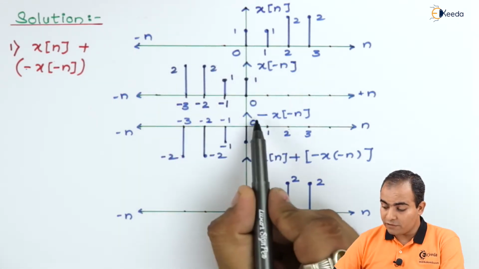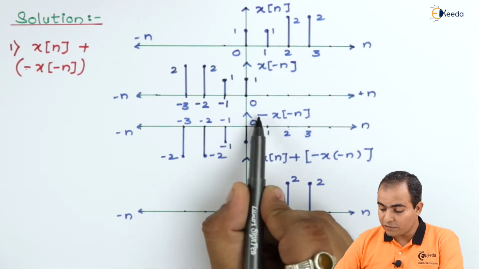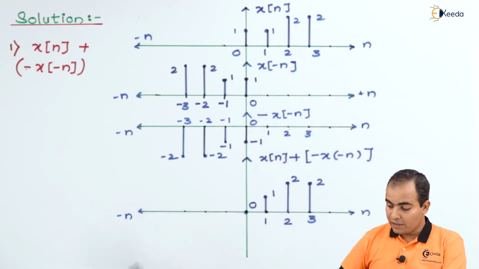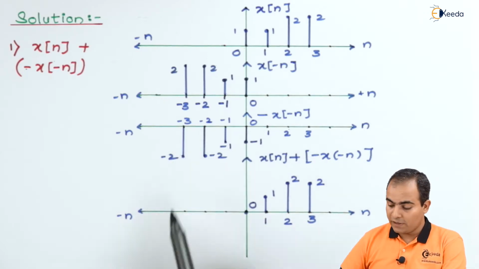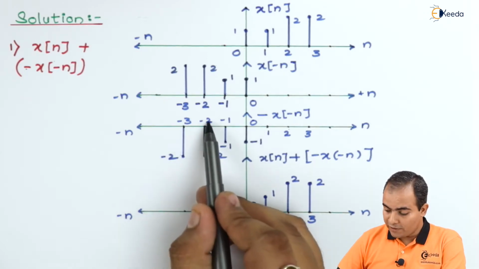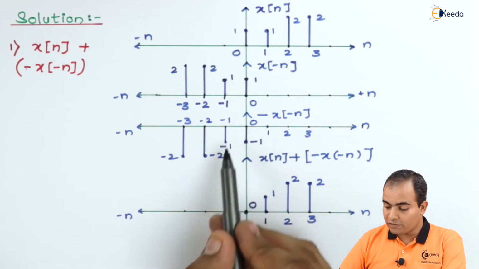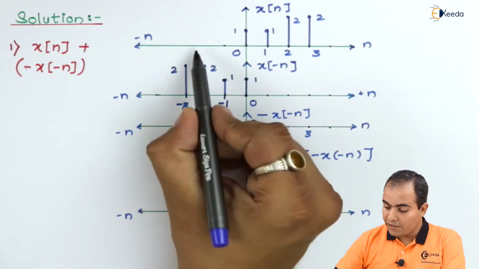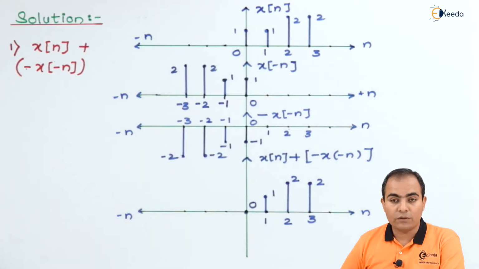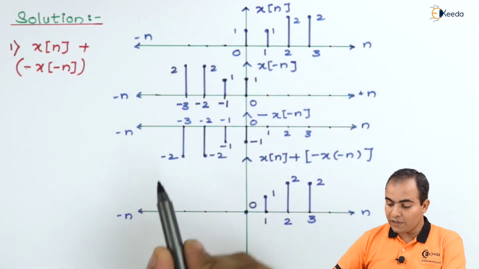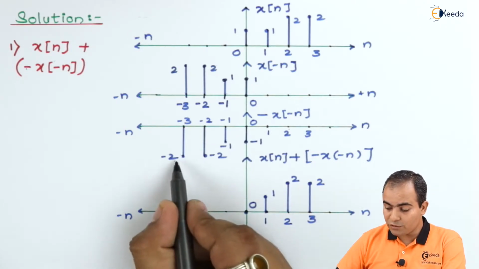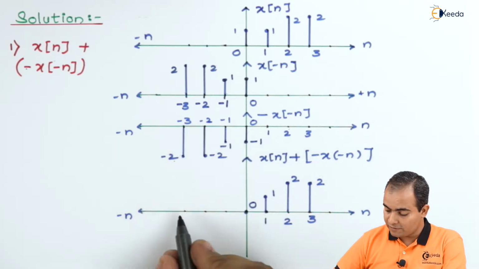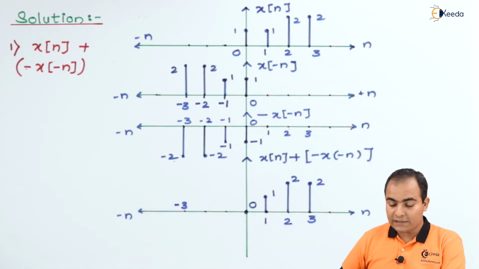But in x of minus n, in minus of x of minus n, what we can see? Before 0 we have some amplitudes, like at minus 3 we have minus 2, at minus 2 we have minus 2, and at minus 1 we have amplitude minus 1, and here we have amplitude 0. So what we can say, that 0 plus minus 2, answer is minus 2, but this minus 2 is available at minus 3. So I can say that at minus 3 instant our amplitude is minus 2.